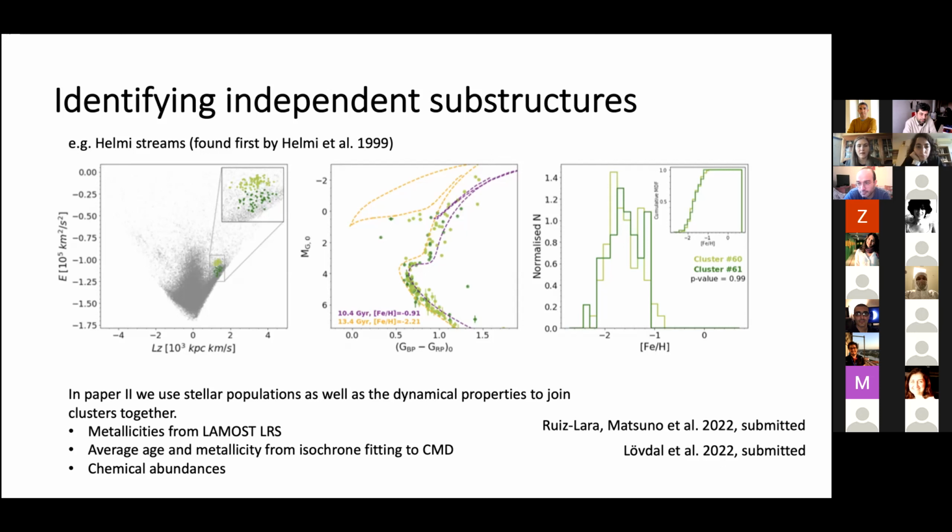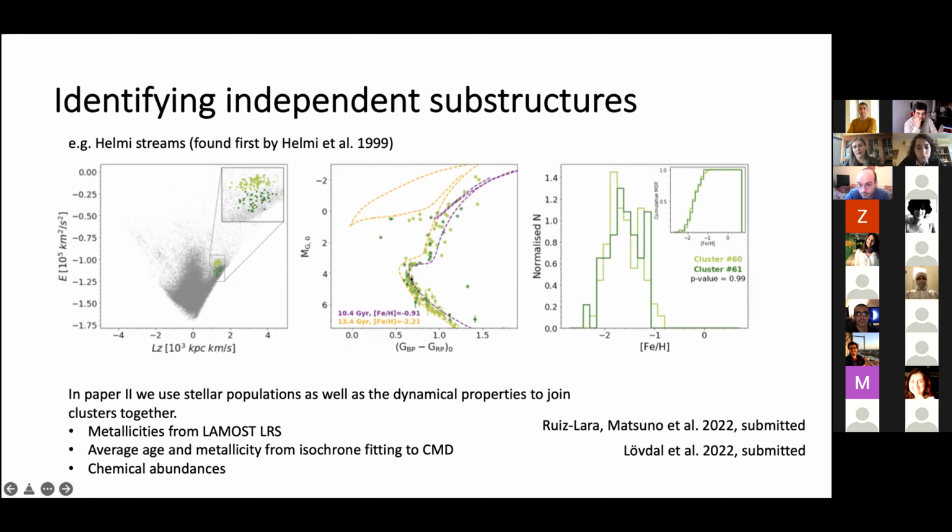So this is an accretion event that's been studied a lot since it was discovered in 1999. So it's a good one to test that the stars in the two clusters are the Helmi streams. So in previous studies, the stars in this region have been attributed to just one merger event. And the clustering algorithm picks up two clusters that you see in these two different shades of green.